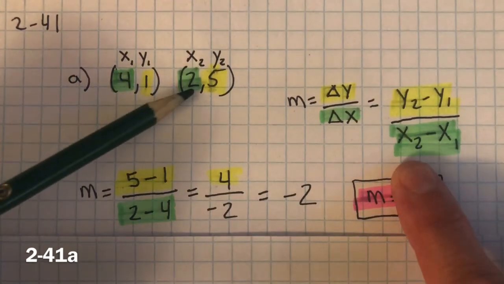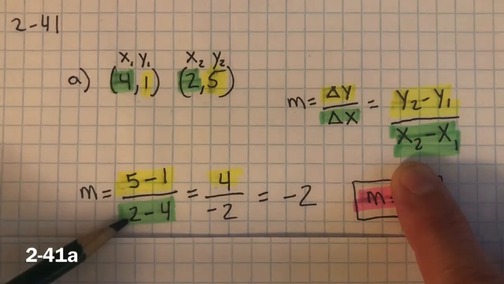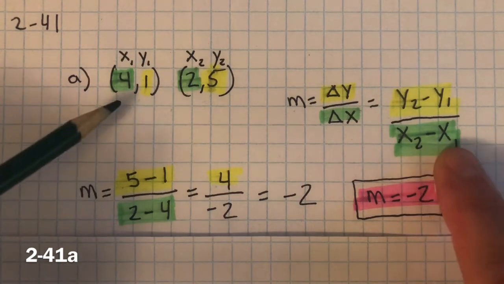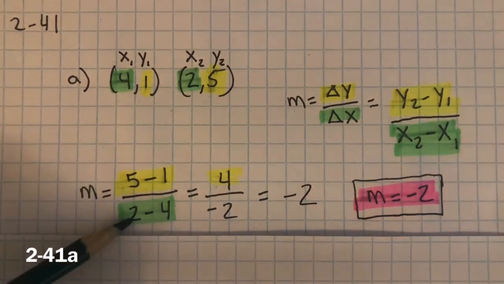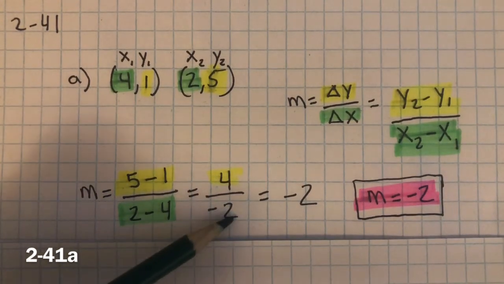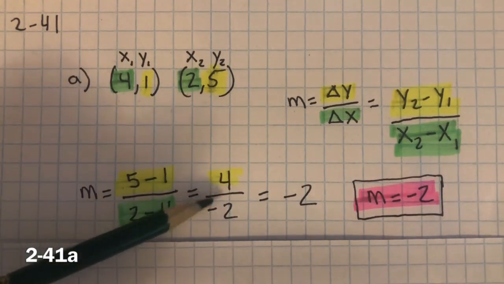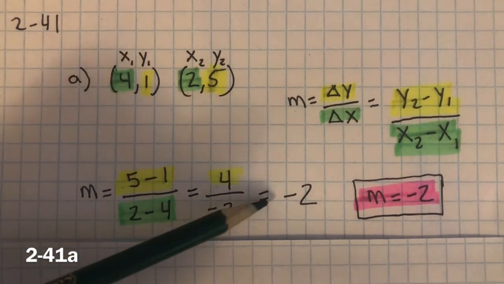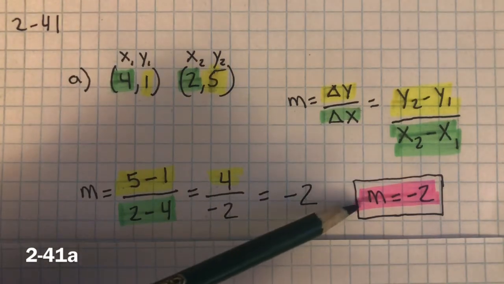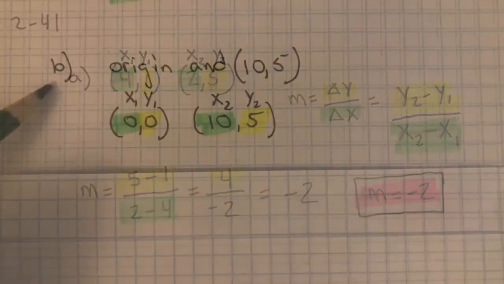Now my x2 value is 2, and I'm subtracting from that 4. 2 minus 4 is -2. 4 divided by -2 equals -2. So my slope equals -2.